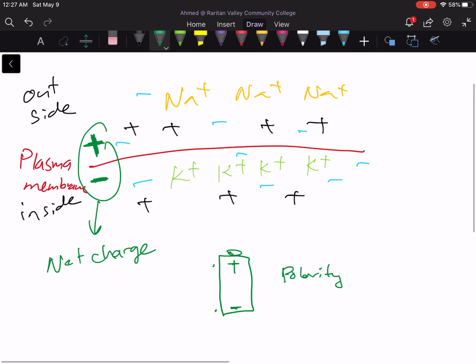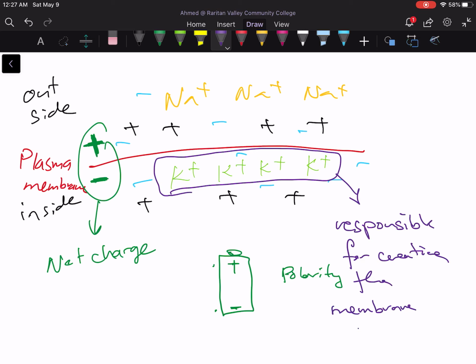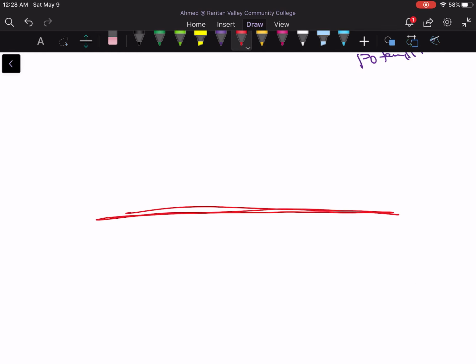Now, what contributes to having negative inside and positive outside, at least for us now, what we will focus on, is the potassium ions. So for us now, the potassium ions are the ones responsible for creating the membrane potential. And to understand this, we will do a new drawing of the plasma membrane, but this time we will only mention the potassium ions, so no more sodium. We can say that outside is positive and inside is negative, just to keep this in mind.